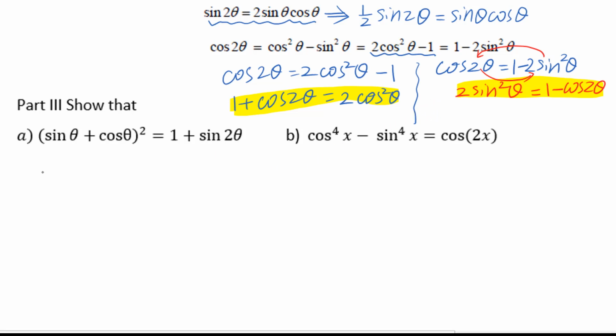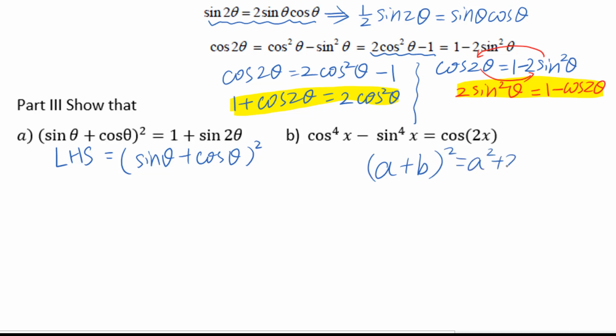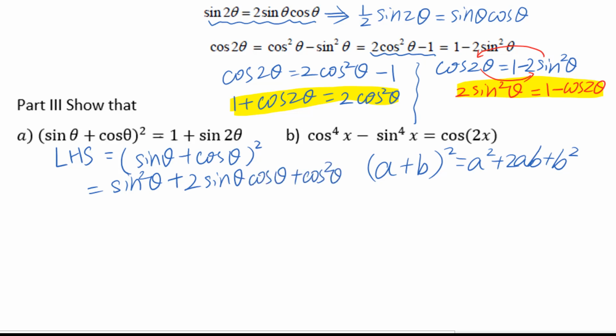Let's go to A, from the left side, because the left side is a little bit complicated. Then you have sine theta plus cosine theta squared. We do know that A plus B squared equals A square plus 2AB plus B square, so sine square theta plus 2 sine theta cosine theta, then plus cosine square theta.